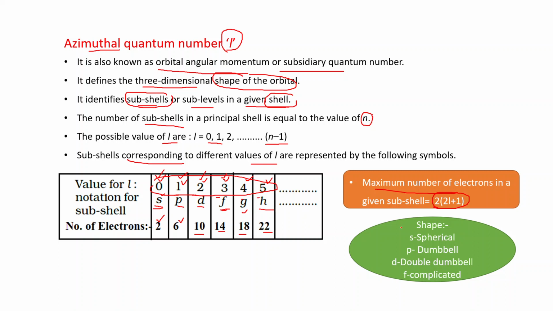Now these subshells also have specific shapes. The s subshell is spherical, p is dumbbell, d is double dumbbell and f is complicated, and about these shapes we will discuss in the next video.